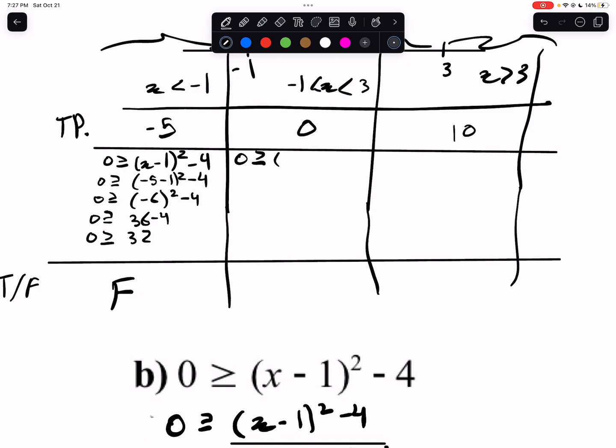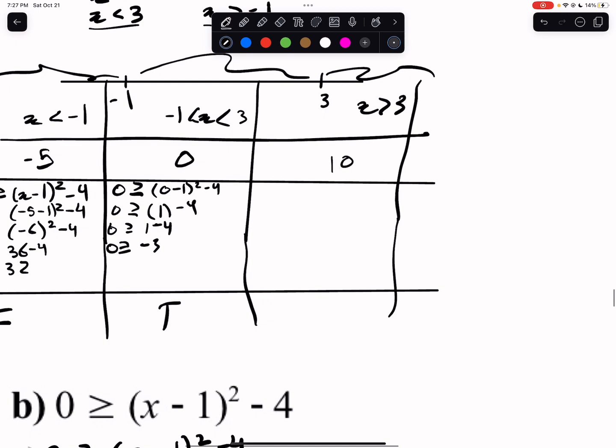In this case, we're going to use 0. So 0 minus 1 squared minus 4. Minus 1 times minus 1 is 1, minus 4. 1 minus 4 is minus 3. Is 0 greater than or equal to minus 3? Yes, that is true.